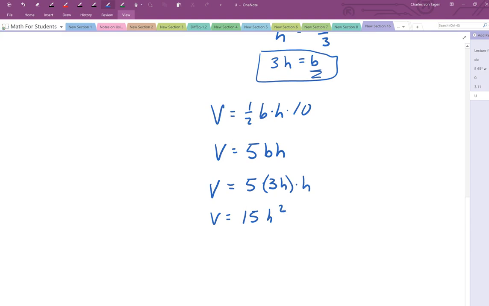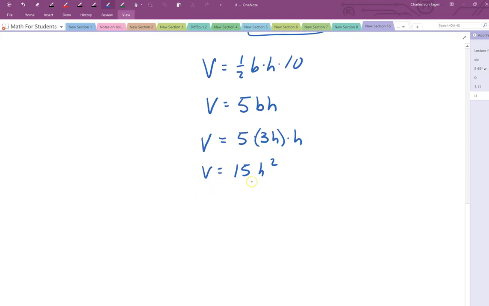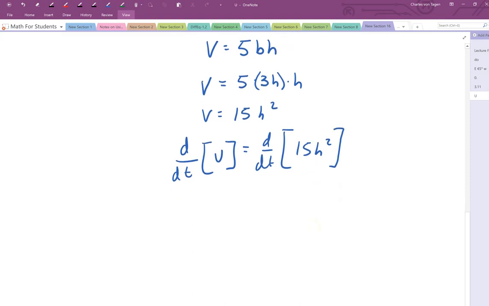So at long last, we now have a formula that relates the known quantity and the unknown quantity together, so when we implicitly differentiate, we'll have the rates of each of them show up. So here we go. This is the procedure. We take the derivative with respect to time of both sides. When I do so, I get that dV/dt is equal to 30h times dh/dt.